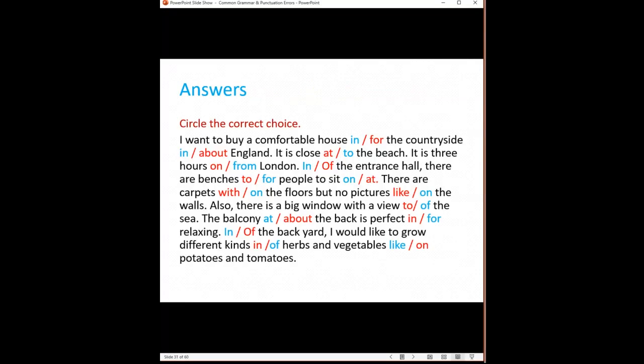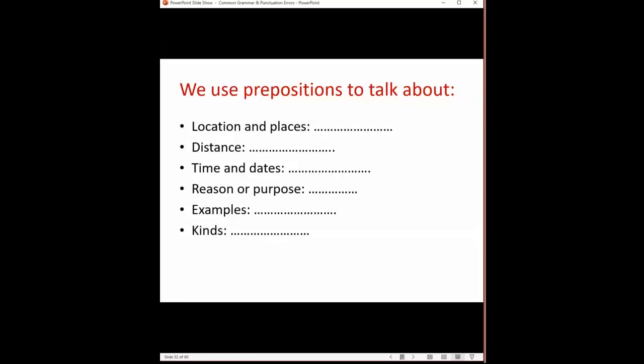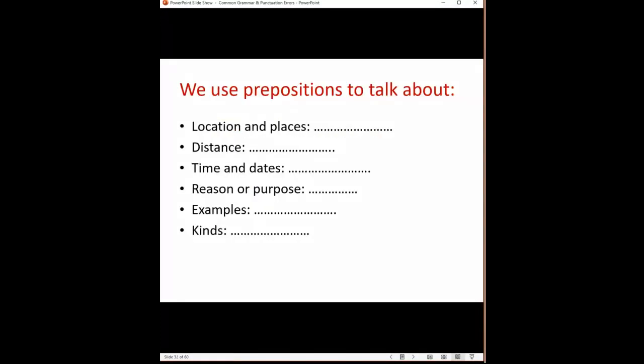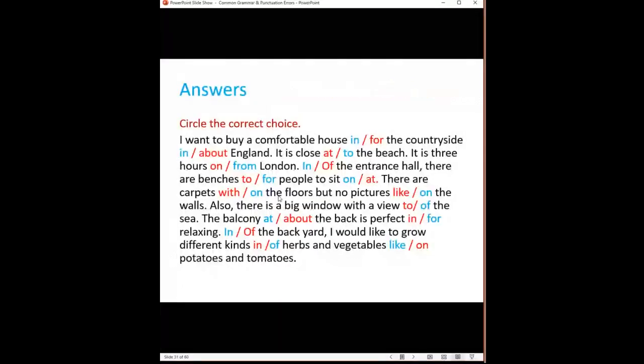Okay. So after we use these prepositions, I want you to decide which are used for location and places. When you talk about location and places, distance, time and date, what are you going to use? Reasons or purpose. You said we use in, for example, in the countryside, in England. When we talk about the beach, we say to. When we talk about the date, what did we say about the date or time? Okay, at.